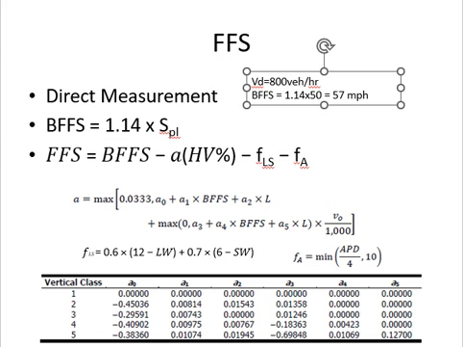First of all, base free flow speed I know. I have the percentage of heavy vehicles given in the question. I'll come back to it. I need to know the A factor, right? A factor is either this value or this whole thing. This whole thing has A0, A1 and so on. For that I should know the vertical class.